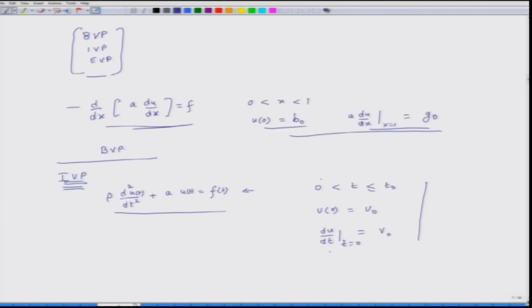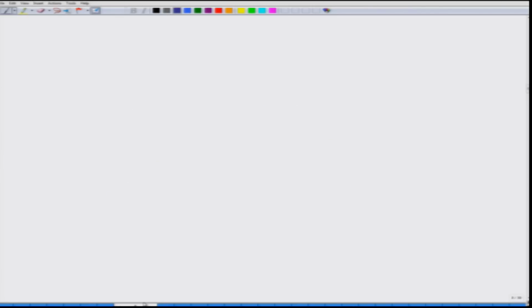And then I can have problems which are both boundary value as well as initial value. So, as you are developing FEA solutions, you have to look at what is the type of problem. Okay. So, here I will again write down an equation.